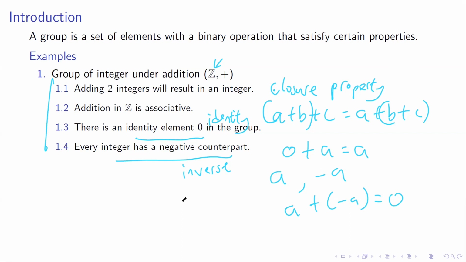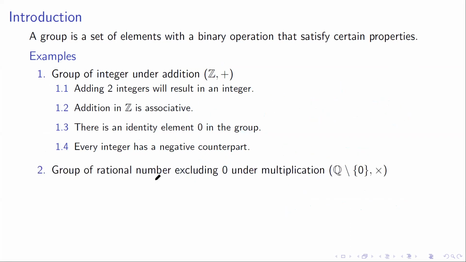And now let's look at some other example, which is the group of rational numbers excluding 0 under multiplication.